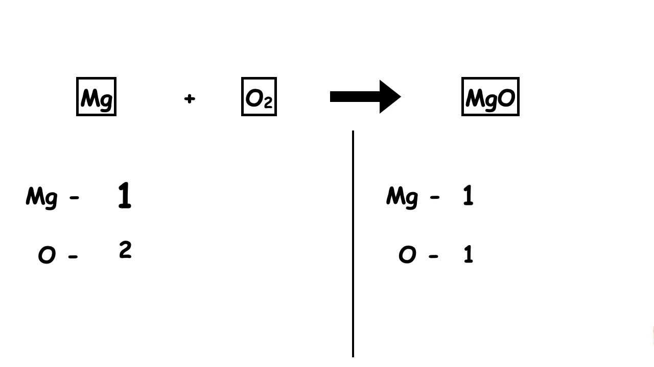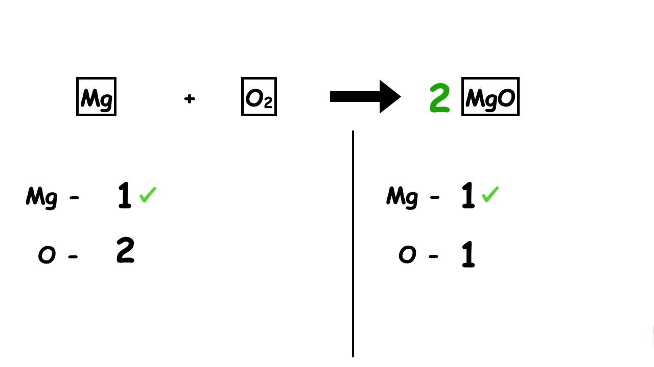On the left hand side, we've got 1 magnesium. On the right hand side, we've got 1 magnesium. They balance, so we tick them off. On the left hand side, how many oxygens do we have? We have 2. On the right hand side, how many do we have? We only have 1. What do we do to 1 to get to 2? We multiply by 2. So we put a big 2 in front of the magnesium oxide.